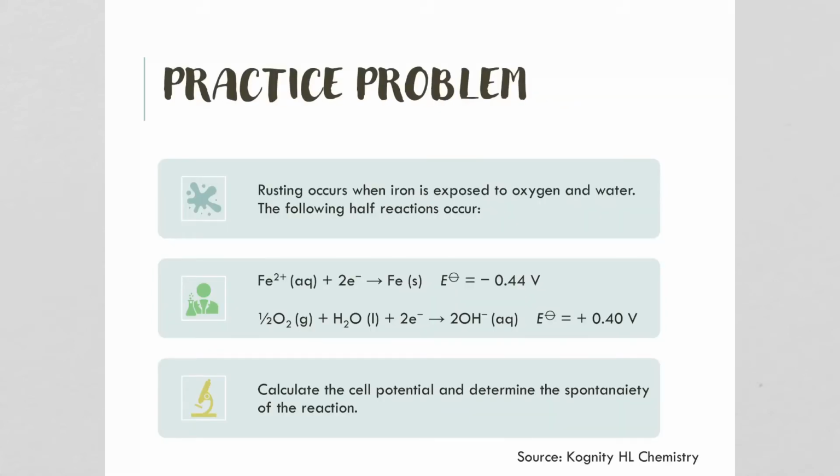So now we'll work through a practice problem. This scenario is taken from our Cognitive textbook. It says rusting occurs when iron is exposed to oxygen and water. The following half reactions occur. Fe2+ plus 2 electrons makes iron, and the electrode potential is negative 0.44 volts. And then half an O2 plus water plus 2 electrons makes 2 hydroxide ions, and the electrode potential is positive 0.40 volts. So we're being asked to calculate the cell potential and determine the spontaneity of the reaction.